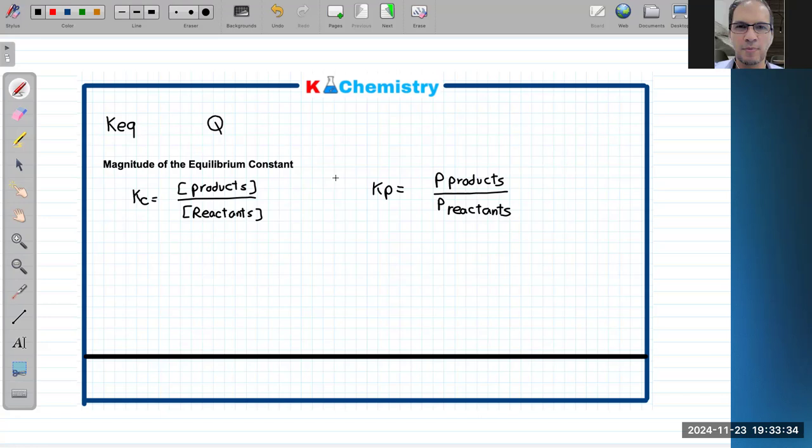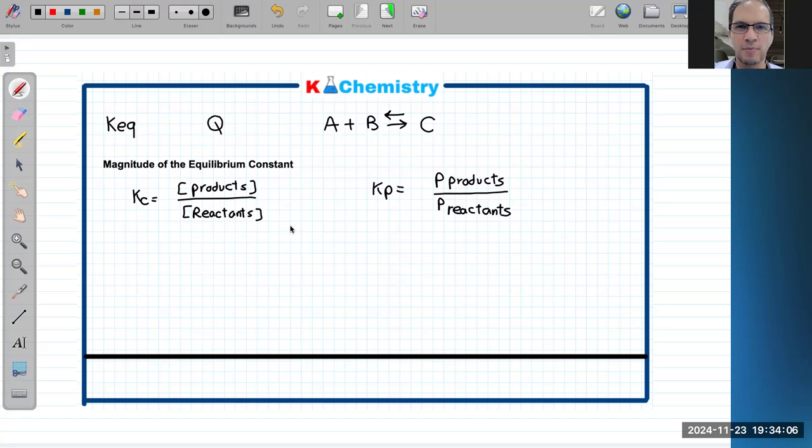The magnitude of the equilibrium constant will tell me how much the reaction has proceeded. So you have just started the reaction. For example, A and B give you C. At the beginning of the reaction, you don't have any products yet. At the end of the reaction, because this is a reversible reaction, you will have some of the products and some of the reactants. But to which extent will be defined by the equilibrium constant.